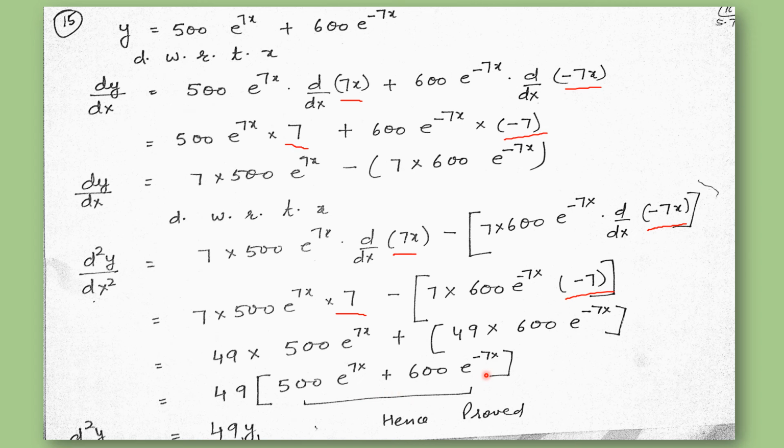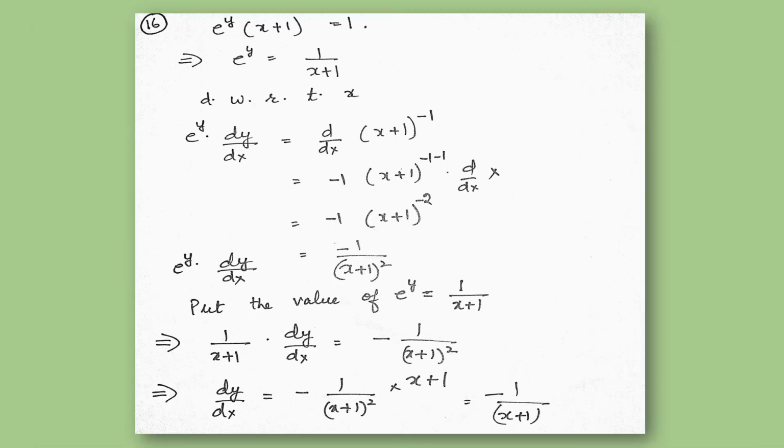Now, if you see carefully, this is actually the value of y. This whole is what is given as the value of y. So you substitute. You see what is y given at the top of the question. y is equal to 500 e power 7x plus 600 e power minus 7x. So you can write that d square y upon dx square is equal to 49y. And this you had ultimately to prove. So this is proved. Question number 15 over.